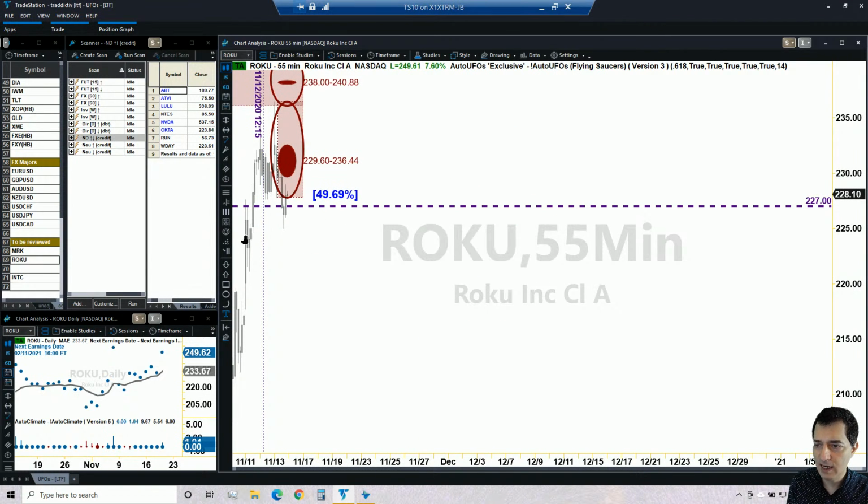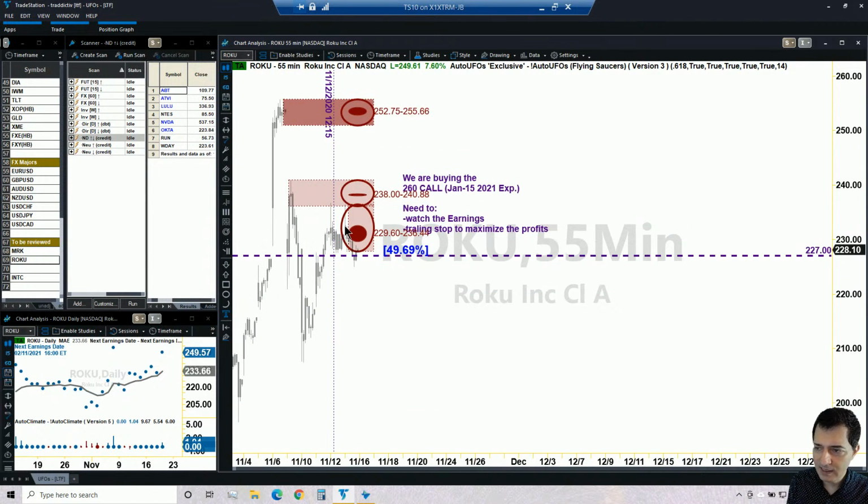You can see how on the 13th, price came into where the UFO was. The orders got filled, and that's why the UFO is gone. That's also the reason why I draw the dotted line, so you don't get lost when I do this type of explanation. So you know where the entry was, 227, the dotted line.